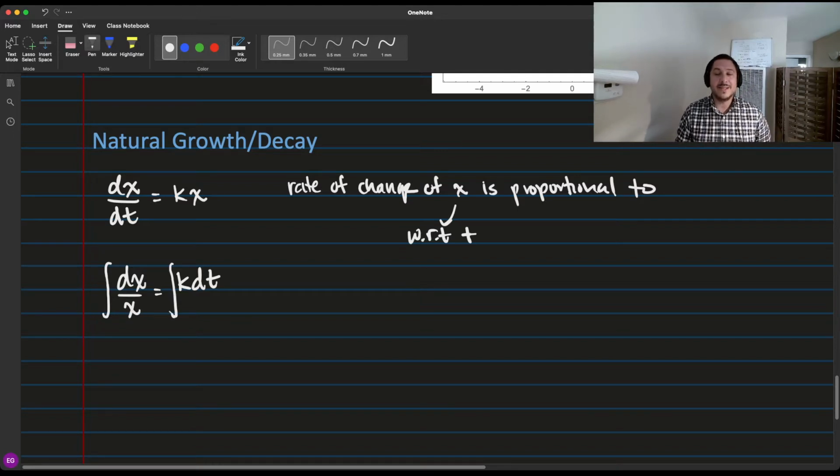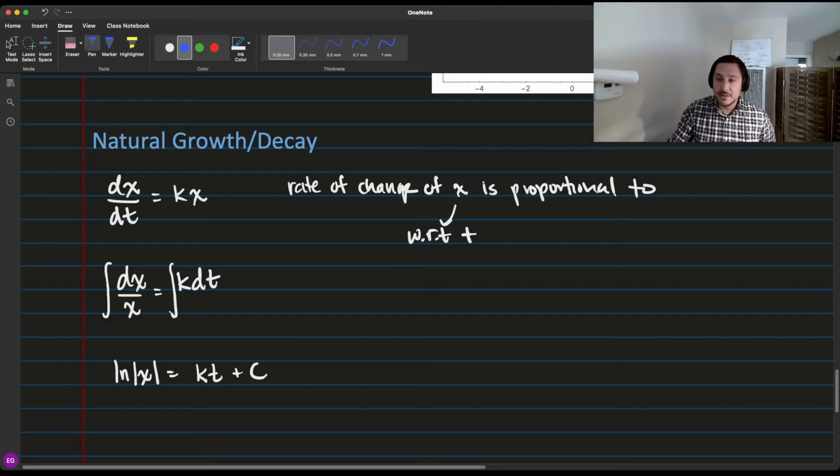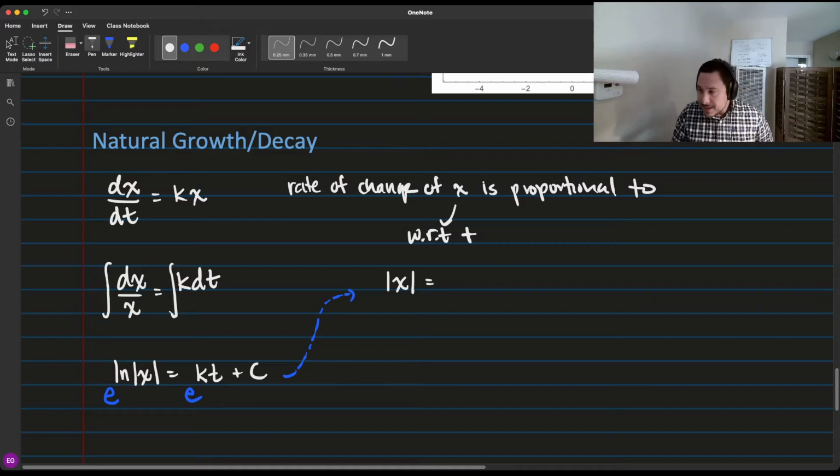You integrate. What's the antiderivative of dx over x? Natural log absolute value x, and then you get kt plus c. Okay, what can you now do? Just like we did in that first example, raise everything to the power of e. e to the natural log of the absolute value of x is the absolute value of x. And you get e to the kt plus c.